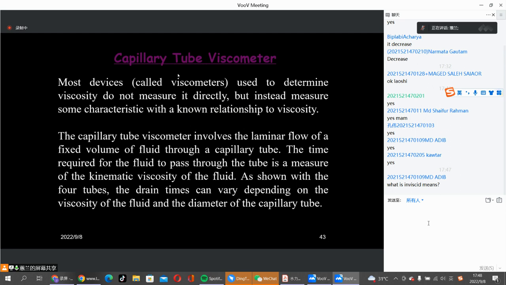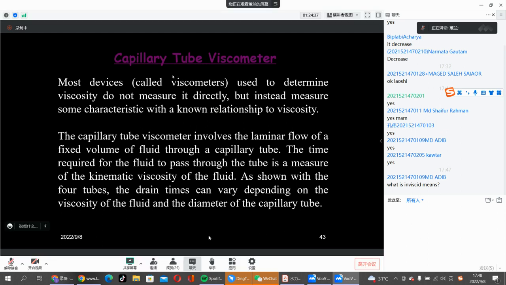So another movie will show how to find out the viscosity. For us, we don't need to, but for the scientists, they need to find out the viscosity. So they have this capillary viscometer to determine the viscosity. The viscosity is not measured directly, but we just measure some characteristic with a known relationship to viscosity.